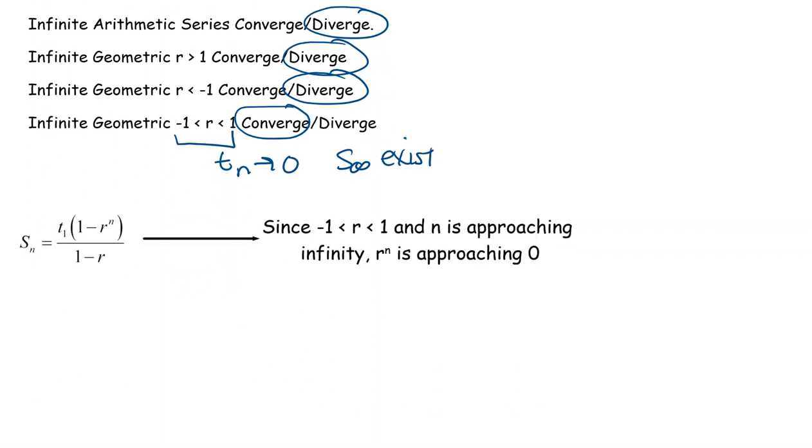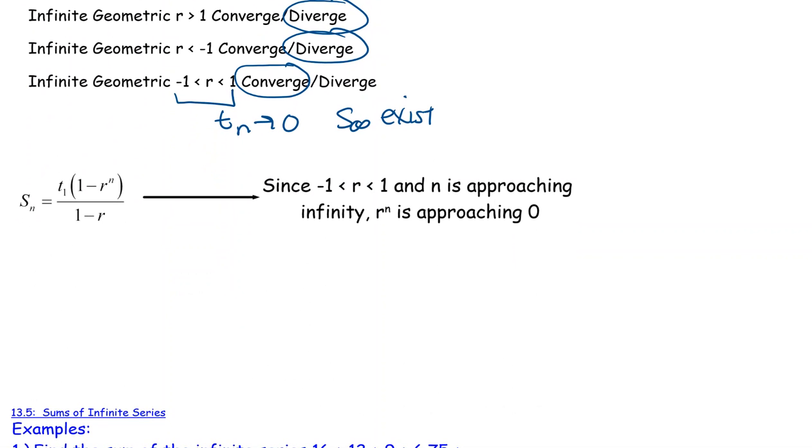Okay, so here's how you find it. It's not going to be a huge proof, but you'll get the idea. So this is our formula for finite geometric. The key piece is this part right here. Since n is approaching infinity, that fractional value, so let's just say for argument's sake that it's a half. If I take a half to a really big number, it should approach 0.